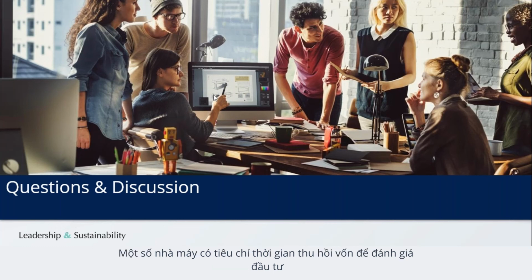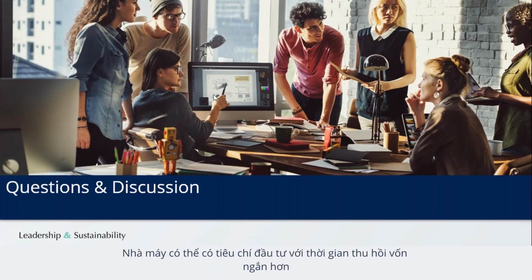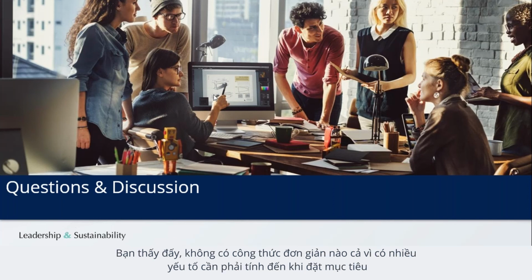So depending on your own factory, you may have specific payback times that you need to reach. So for example, if you would like to install a solar panel to move over to renewable energy sources, if you have a payback time of 15 years, it may be difficult for the factory to allow that. They maybe have lower targets for the payback time. But as I said, there is no specific formula really that you can use. There are a lot of factors that you need to weigh in.